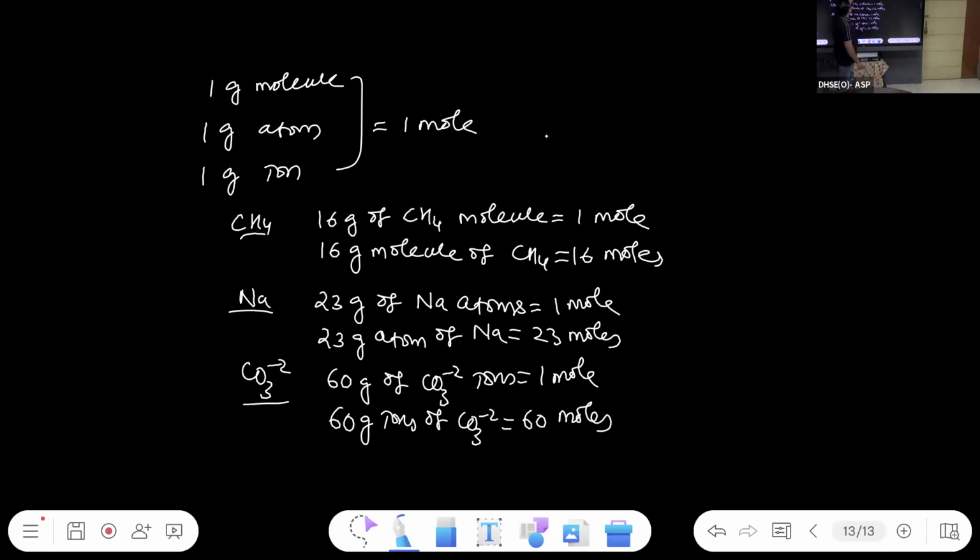Numbers. Okay, so we will discuss the second session related to concentration units. But before going to that, what is the question? Write it down.